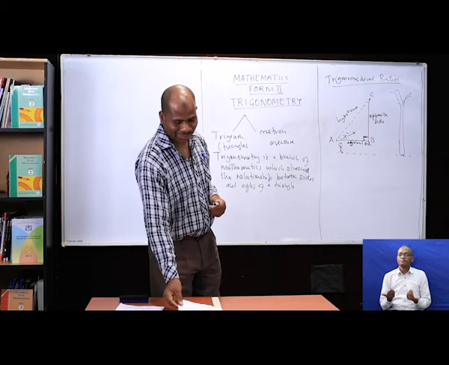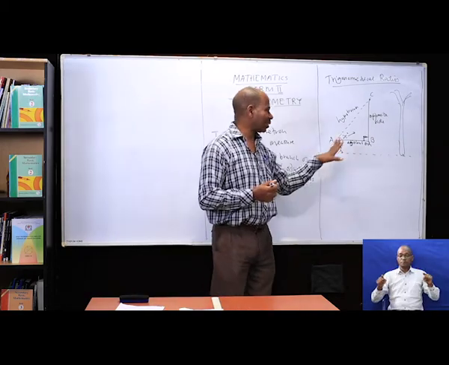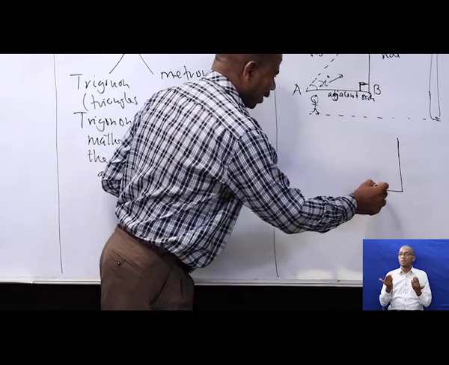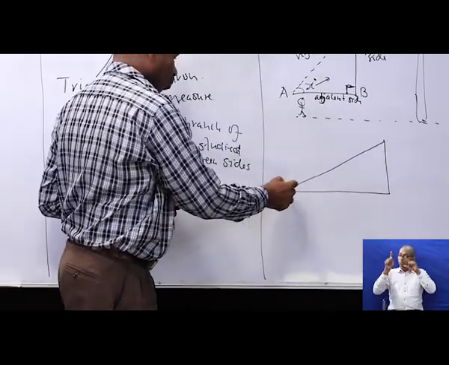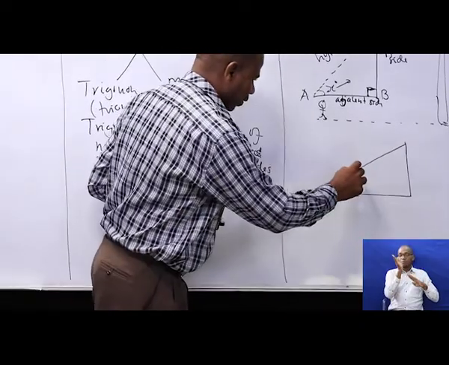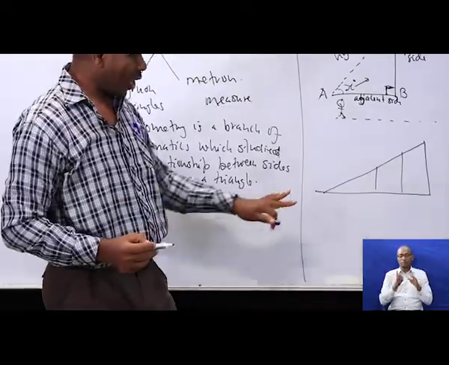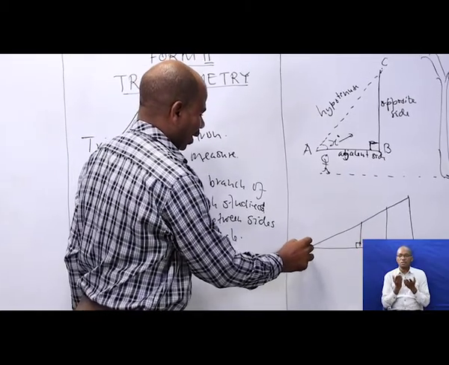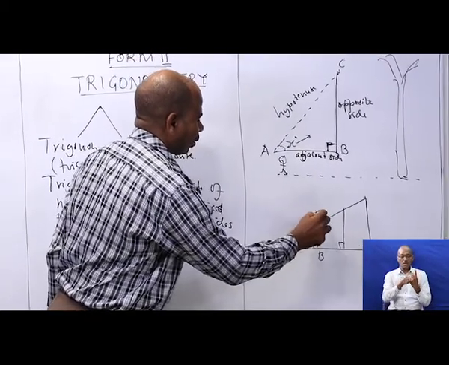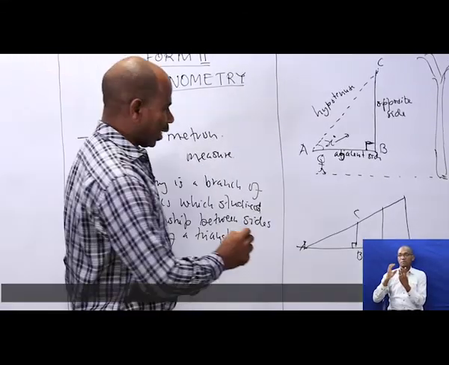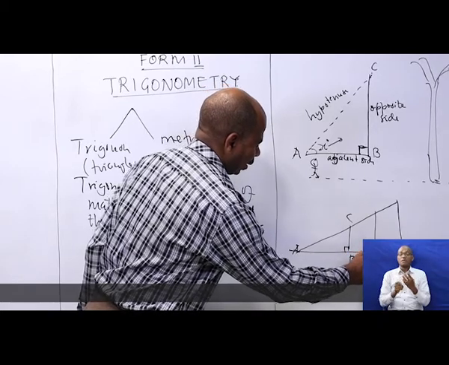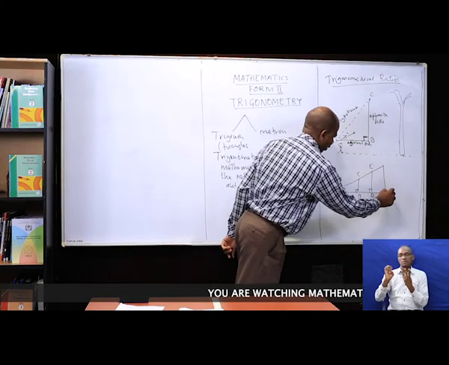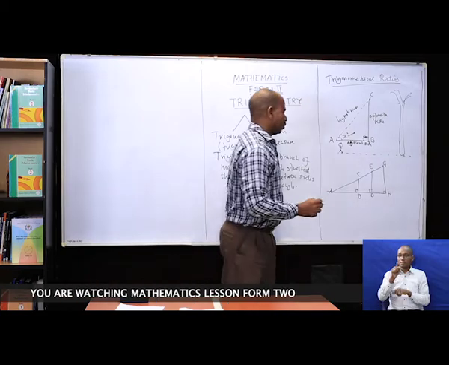Again, taking the right angled triangle, now we can extend this to have more triangles. Now we have three triangles which are similar. The first triangle is ABC, the second is ADE, and the last one is AFG. So these are three similar triangles.